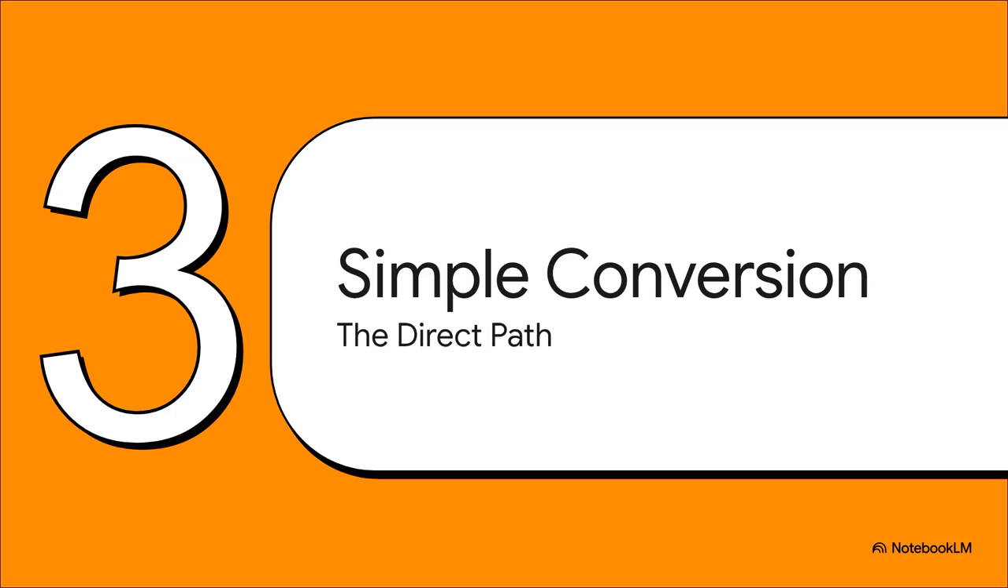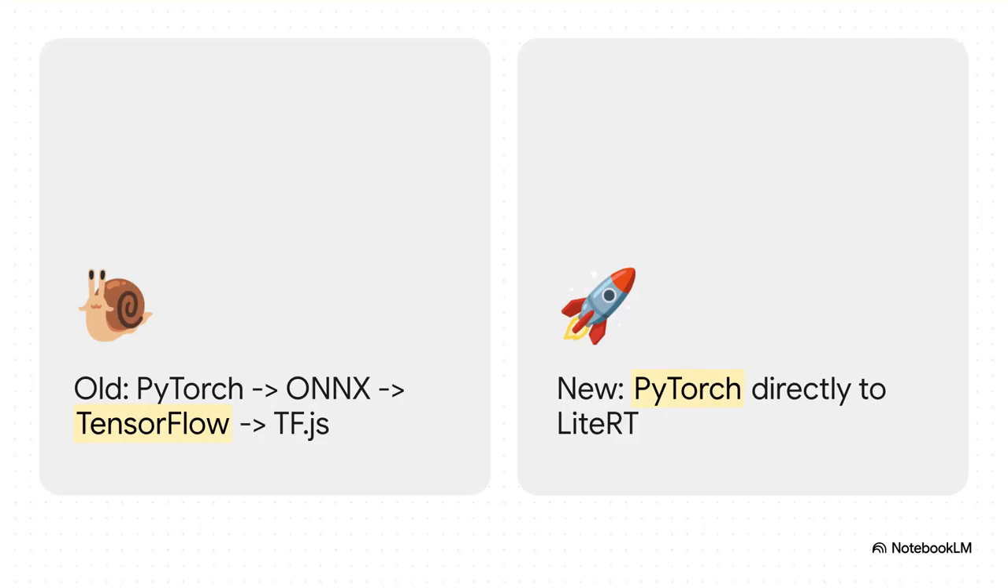But how do we actually get our models into it? That brings us to Section 3, simple model conversion, the direct path. Honestly, this might just be the biggest workflow improvement of the entire package. Seriously, just look at this contrast. If you've ever tried converting a PyTorch model to run on the web before, you know the agonizing multi-step nightmare of the old pipeline. You'd take PyTorch, export it to ONNX, try to push that into TensorFlow, and then finally convert it for TensorFlow.js.